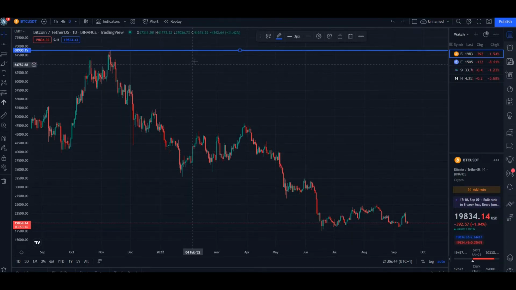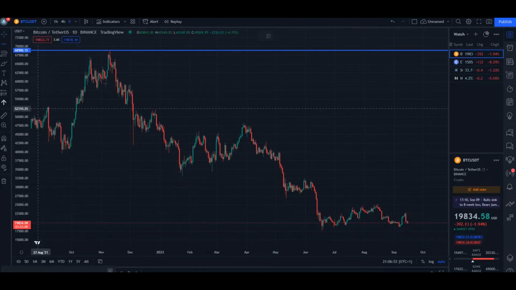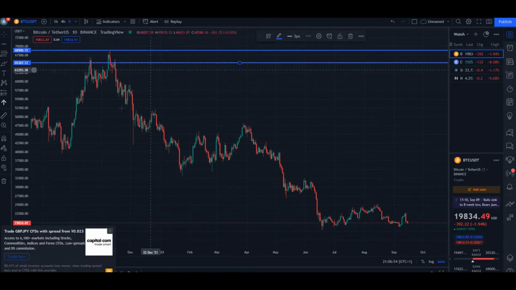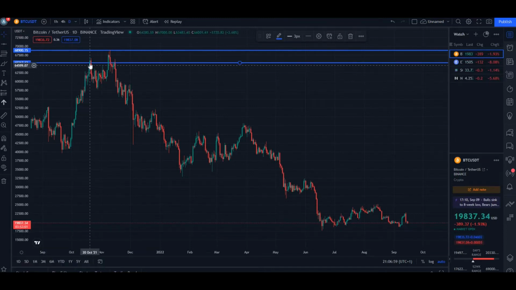And as we go down this chart, you can then see another level of resistance was this area here. So if I just click that, again the coin hit that area, went back down, came up again and hit that area. So you can see there, it touches it pretty much twice. And then we've got some support around this area. Again, there's a lot of touches going on there.